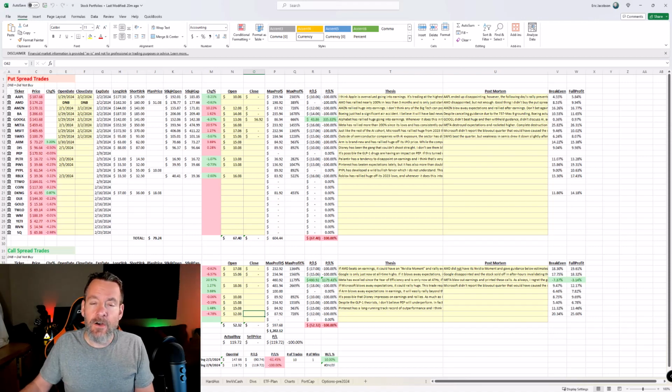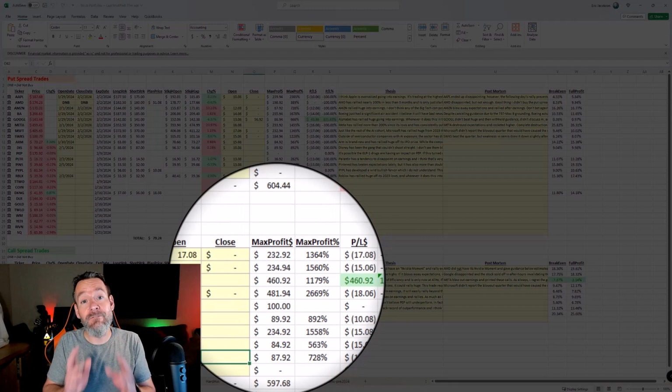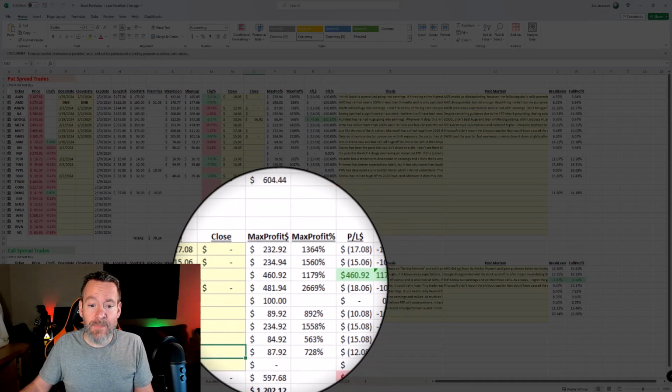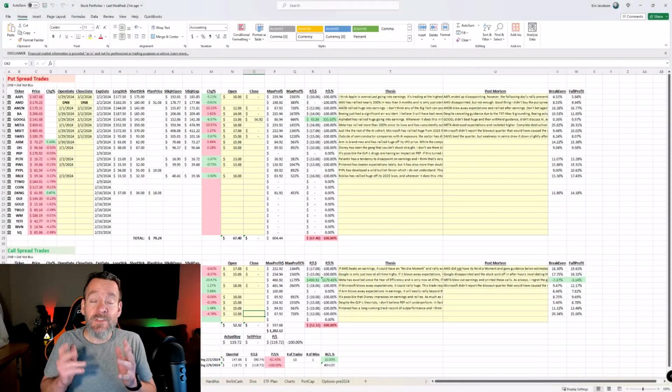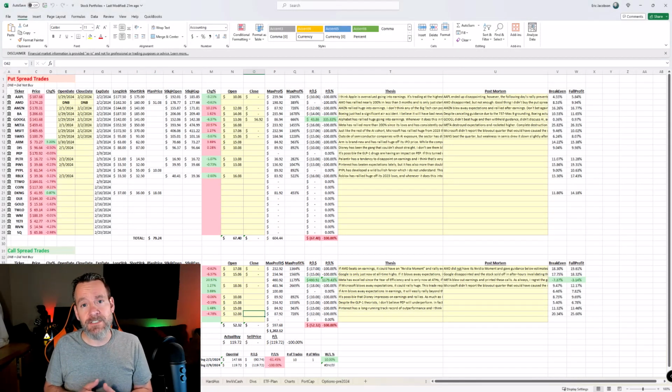This means that this spread, which would have cost me $39, would have actually paid out the full $500 at expiration. In other words, I would have made $460.92, 1,179% in profit, and it would have easily paid for all the options that I bought. And what this means is in the future, I may have to increase my budget for these options purchases.